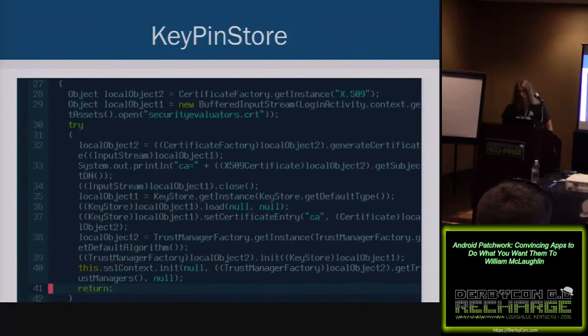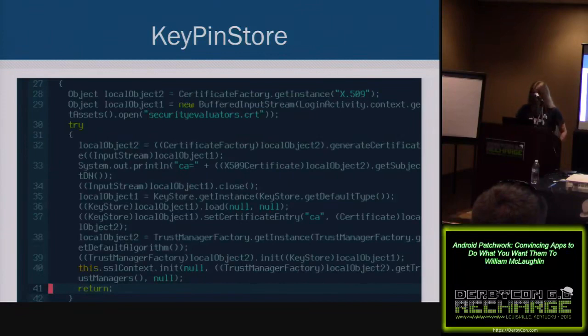So now we have this giant try block, and it's doing a bunch of stuff. It starts off by generating a certificate object using this buffered input stream that contains the data from the certificate file. We got line 33. It looks like a little bit of debug output that a developer left in. After that, we're closing the input stream because we don't need it anymore.